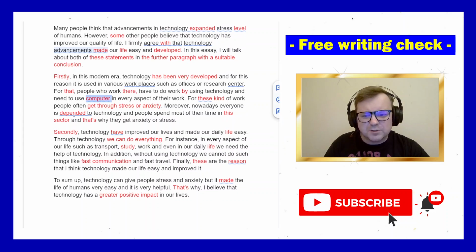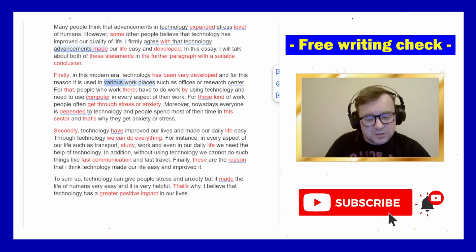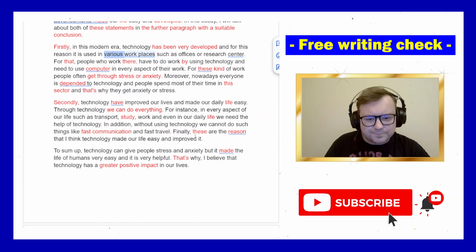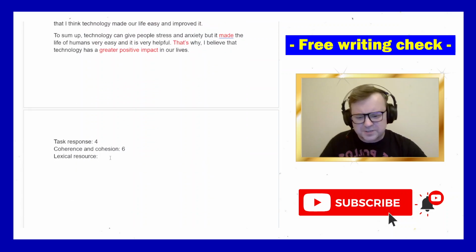Okay, we get computer, an attempt with dependent, but not quite. Sector is not quite the right word there. Okay, using the word technology. Research center is some type of collocation, perhaps. Workplaces, that's fine. Various workplaces, that's suitable. Cool, without, no... Yeah, so not a hell of a lot, but enough probably for a 6.